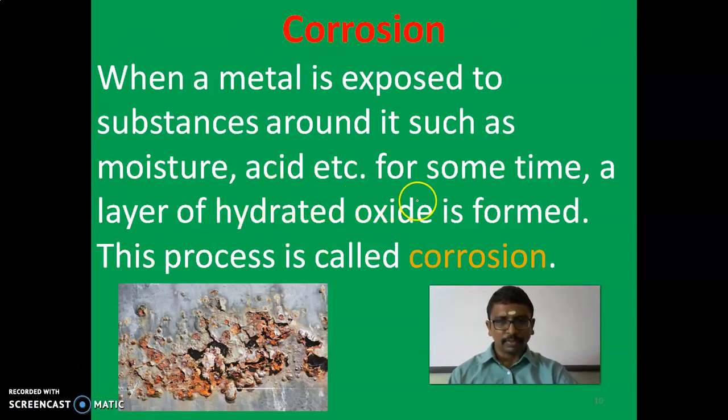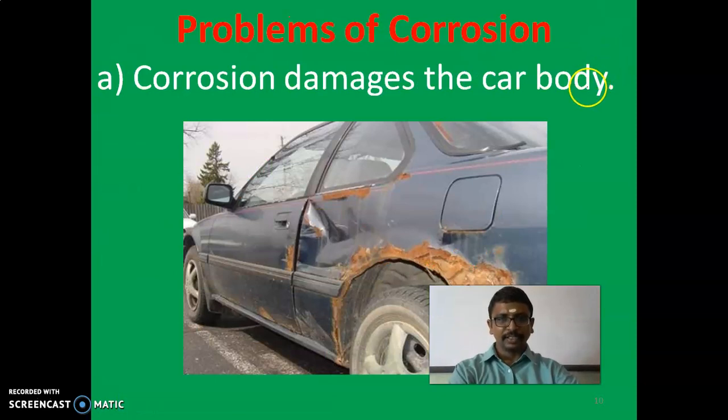So what does it form? A layer of hydrated oxide is formed in corrosion. In rusting, hydrated ferric oxide, Fe2O3, is formed. In corrosion, a layer of hydrated oxide is formed. And next we see the problems of corrosion.